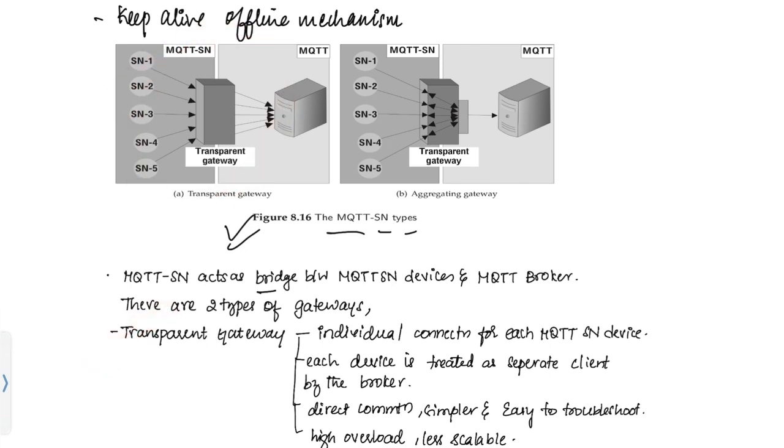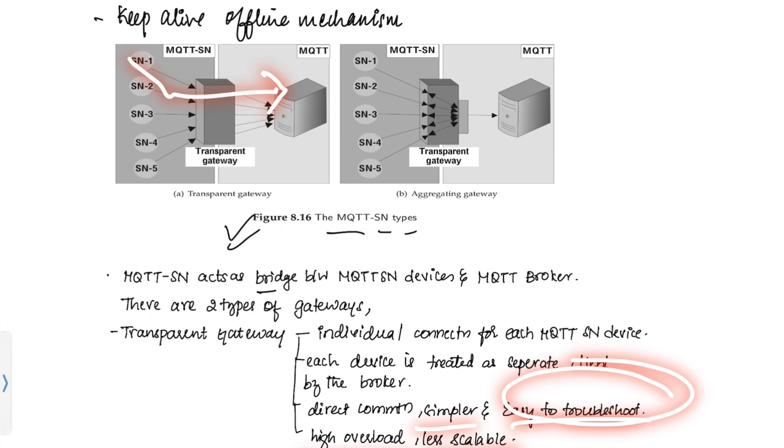The transparent gateway will enable an individual connection for each MQTT-SN device. So there will be an individual connection for each device. Each device is treated as a separate client by the broker, so they'll have individual identity. Okay. So there is direct communication happening here, and it is simpler and easy to troubleshoot. But in this case, it has high overhead and it is less scalable, because establishing individual connections for each and every device becomes tedious, right?